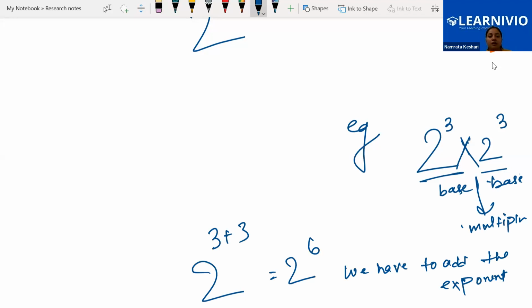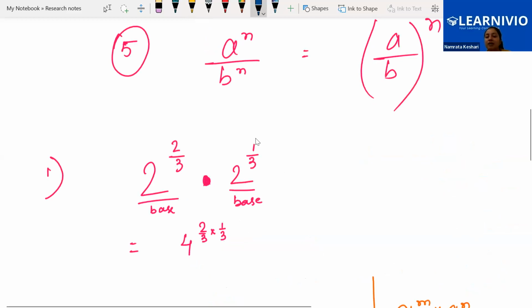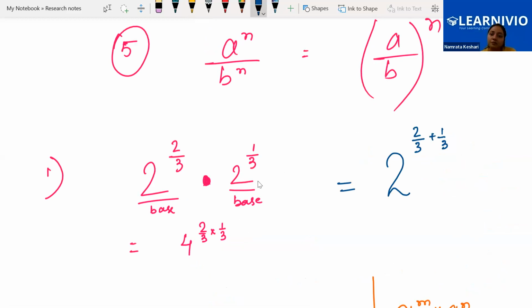Yes, ma'am. So like this only, if we are having 2 to the power 2 by 3, and if we are having 2 to the power 1 by 3, we just have to write the base which is same, and we have to add the powers. So 2 by 3 plus 1 by 3, we will be adding it like this. Now the exponent can be same, can be different, doesn't matter. If the base is same, multiplication is there, add the powers. Clear? Please add the power and let me know what you are getting.